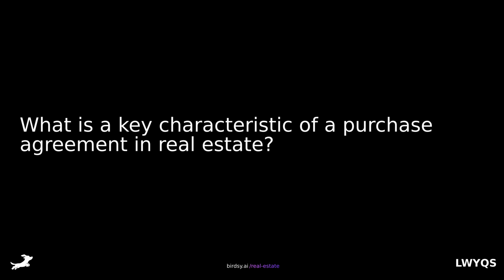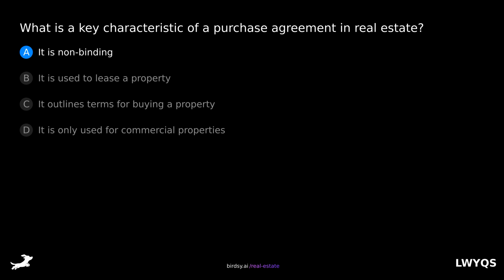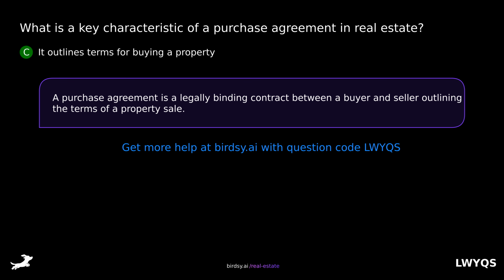What is a key characteristic of a purchase agreement in real estate? Is it A, it is non-binding, B, it is used to lease a property, C, it outlines terms for buying a property, or D, it is only used for commercial properties? The answer is C, it outlines terms for buying a property. A purchase agreement is a legally binding contract between a buyer and seller outlining the terms of a property sale.